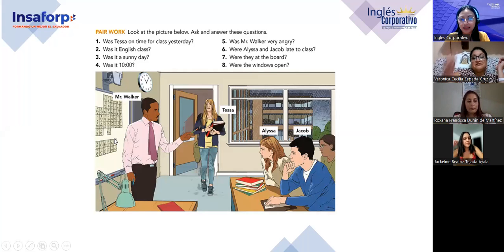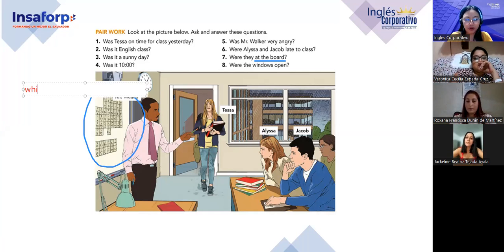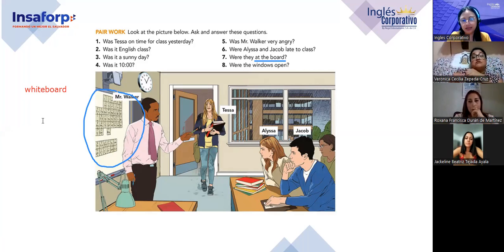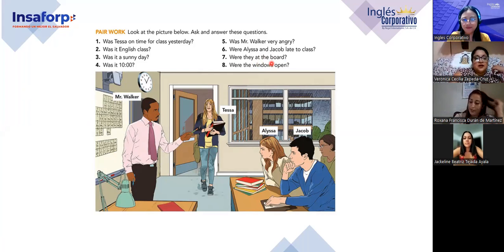Dos contextos. At the board puede ser literal en la pizarra, porque a eso se le llama board. Pero muchas veces distinguimos esto como whiteboard, pizarra, pizarrón. Pero board también se le llama a una junta, a una reunión, ¿sí? Así que creo que ese es el contexto más cercano a lo que queremos expresar. Estaban en la reunión, clase, at the board. Yes or no? Yes, they were. Were the windows opened?